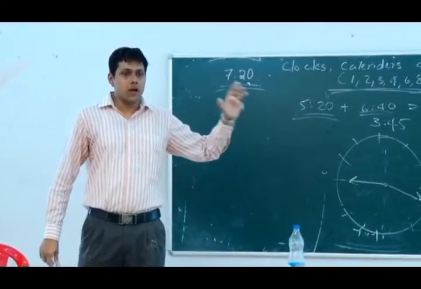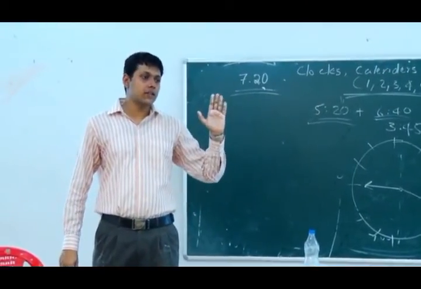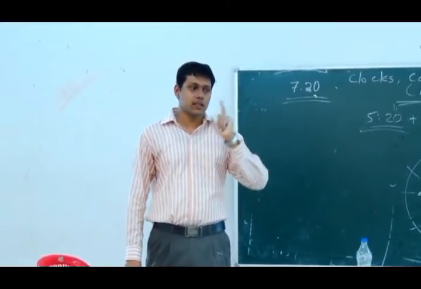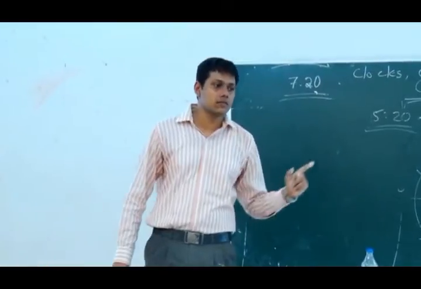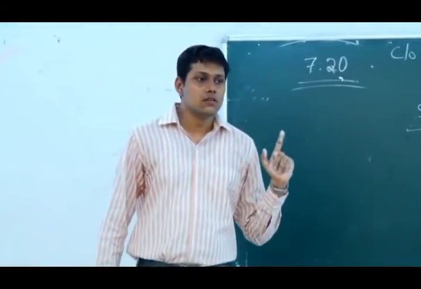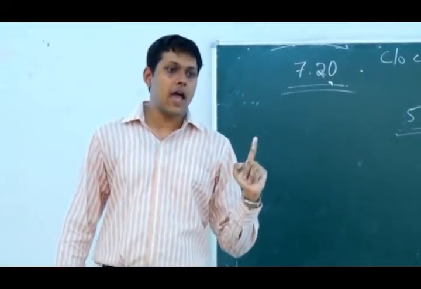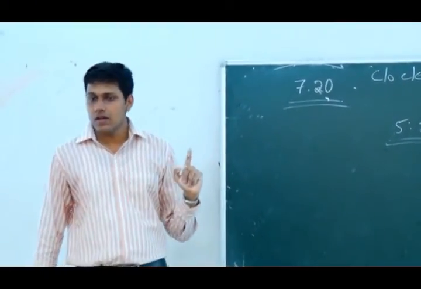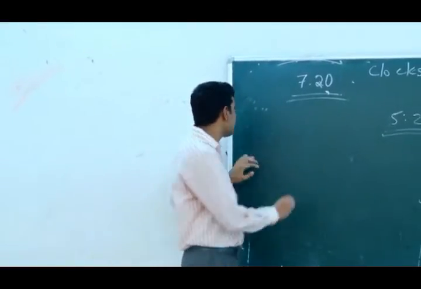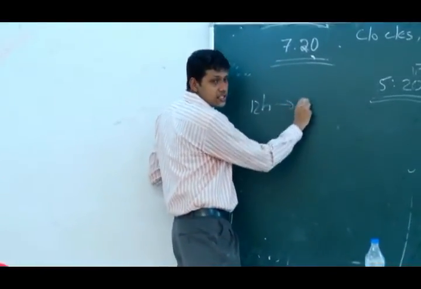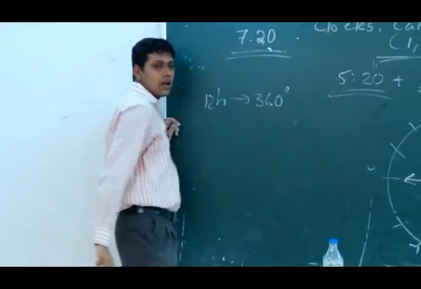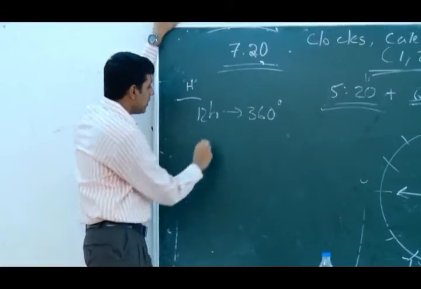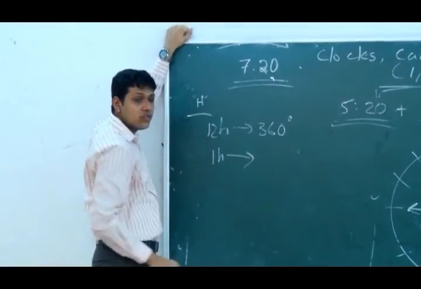How much time does the hour hand take to complete 360 degrees, that is, one total revolution? 12 hours. The hour hand takes 12 hours to complete 360 degrees, one full revolution. So what's the angle moved in 1 hour?